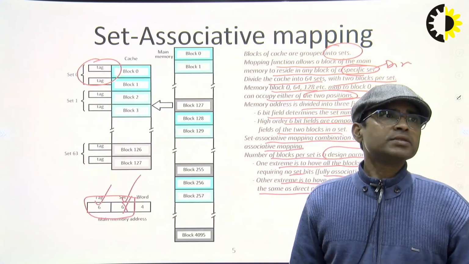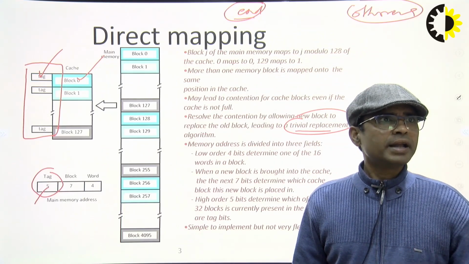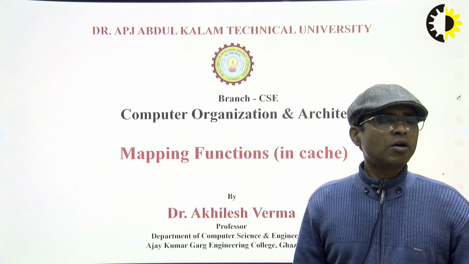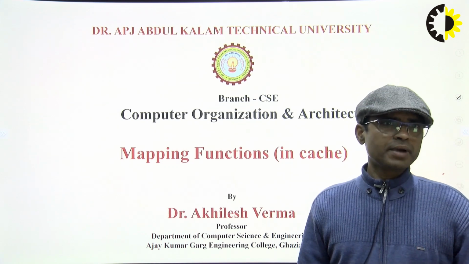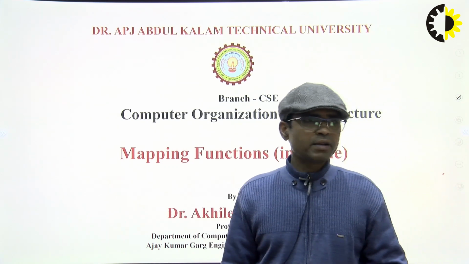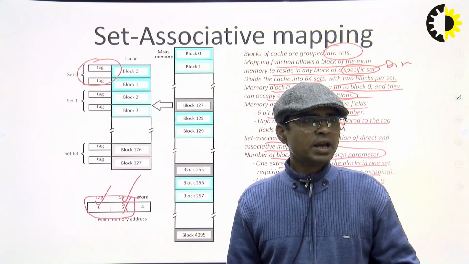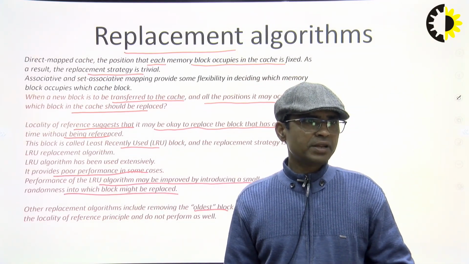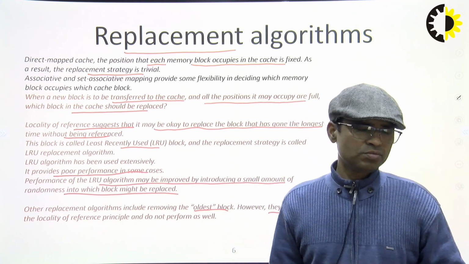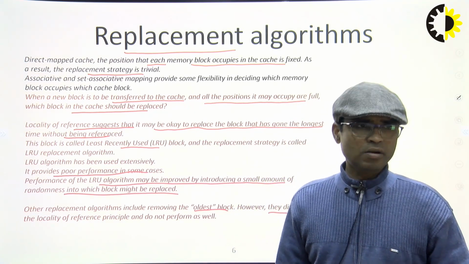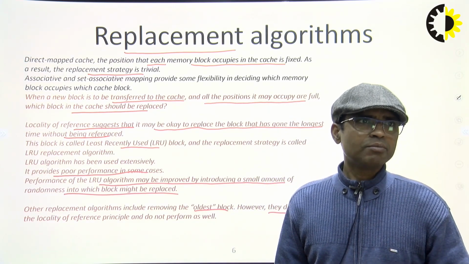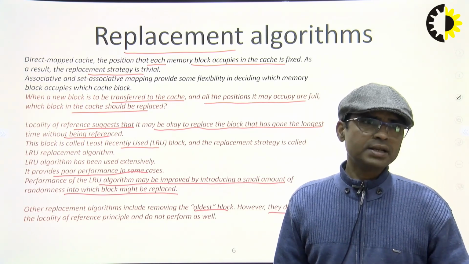So, dear students, today we have learned the mapping techniques, and also that when we do mapping, we require replacement, and in case of replacement we have two approaches. One is that we use the least recently used block replacement algorithm, or the oldest block replacement algorithm, and both have their own advantages and disadvantages.